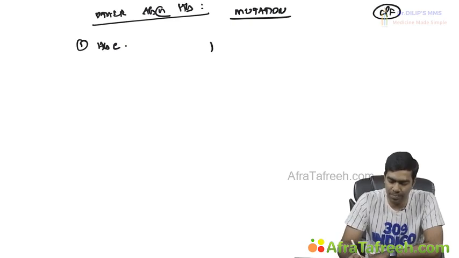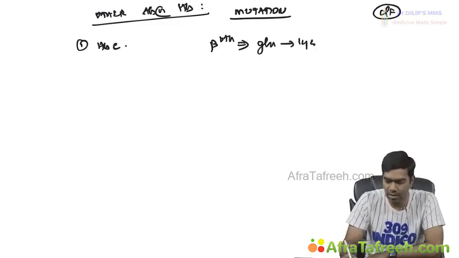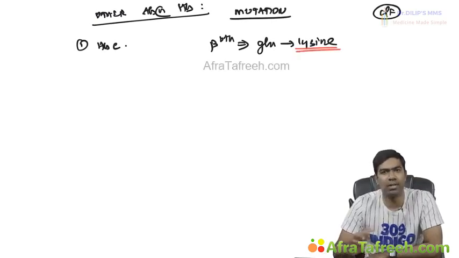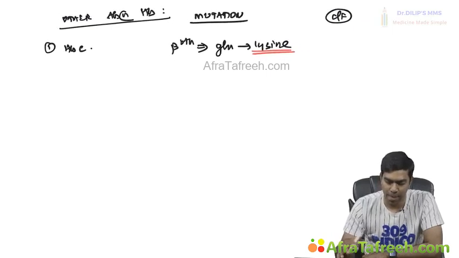The mutation is in the 6th position of the beta globin chain, where glutamate is changed into lysine. That's the problem. I told you in sickle cell anemia, the mutation is glutamate to valine, but in this hemoglobin C, it is glutamate to lysine. That's the change in the hemoglobin C.